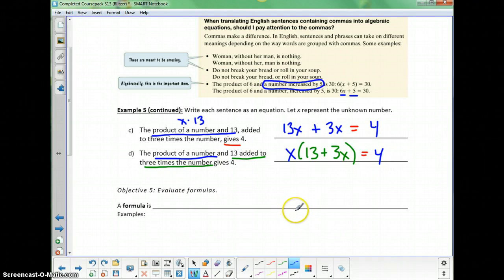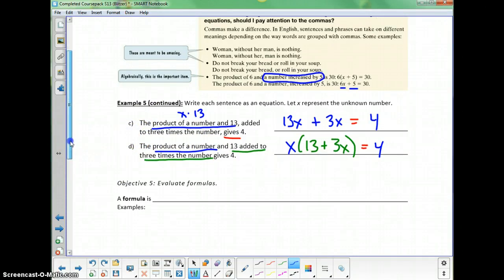The comma is a stop. It tells me to stop and finish this part, do the product, then add 3 times the number. But when there is no comma, the parentheses are implied. The product of x and 13 added to 3 times the number should be written with parentheses. Something to keep in mind when you have a couple of different operations going on. Maybe you want to refer back to this page for notes on that.